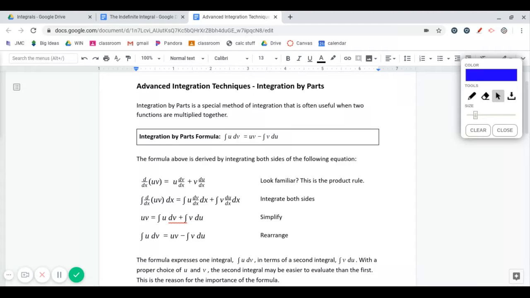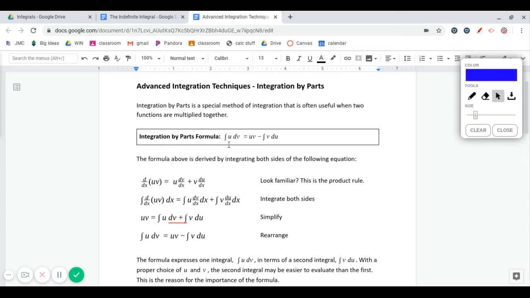We're going to look at another method to integrate more complicated functions. This one is used if you're trying to integrate two functions that are multiplied together. And it'll look like this formula here.